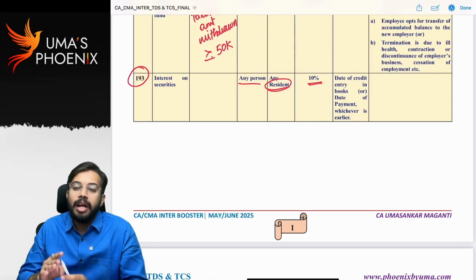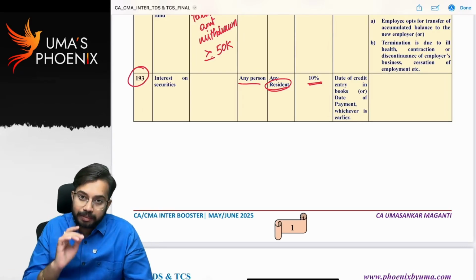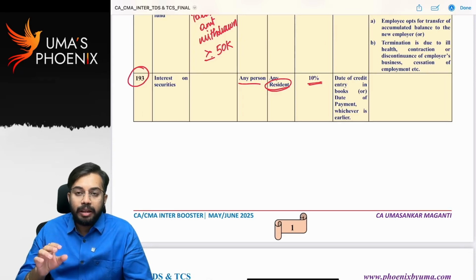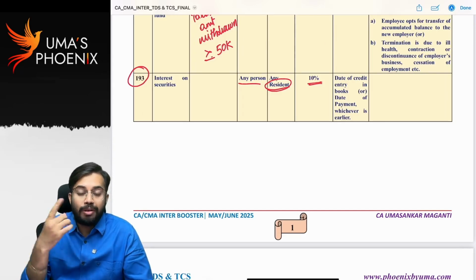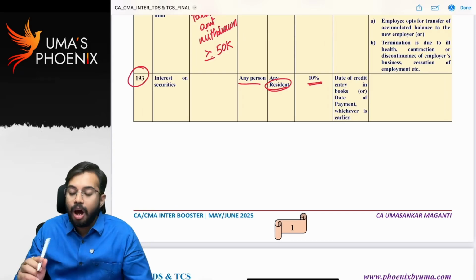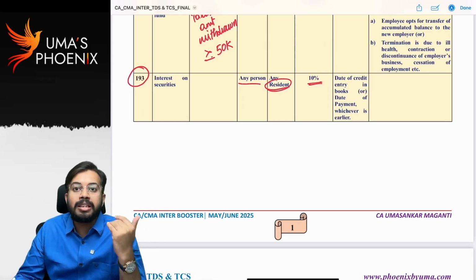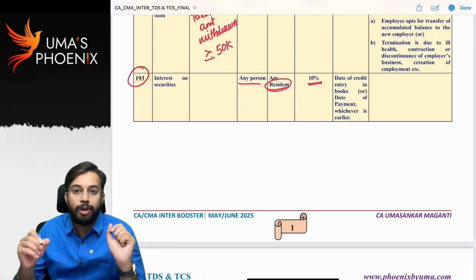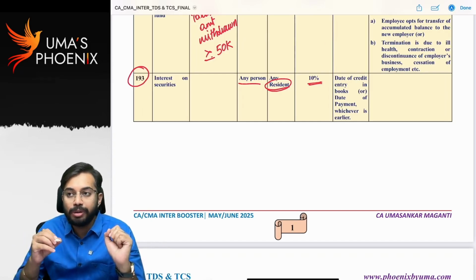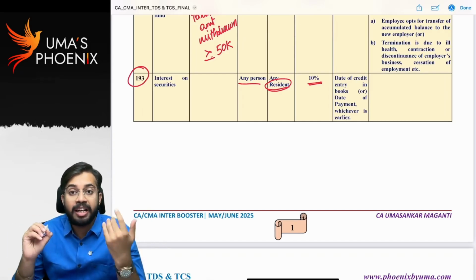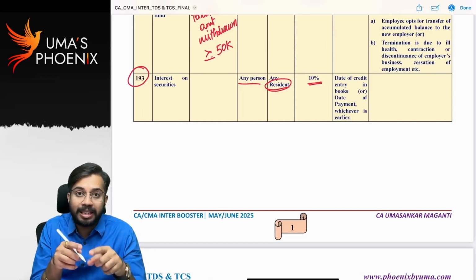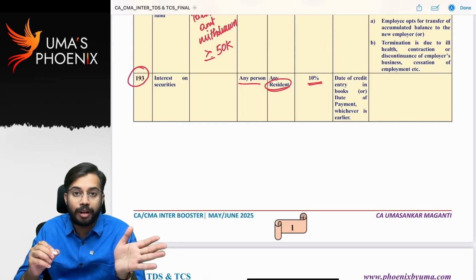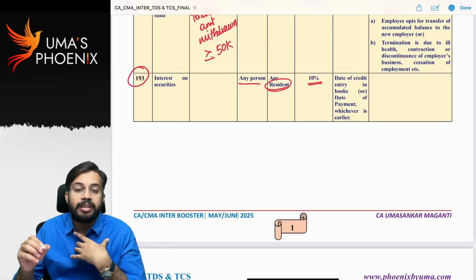For example, in the month of March, the company did not pay interest to me. The company announced interest will be paid. On 31st March, it passed an accrual entry: interest expenditure to amount payable to Umasankar. That entry was written, which means on accrual basis, a credit entry was passed in the books of accounts. On 4th April, interest is paid to me.